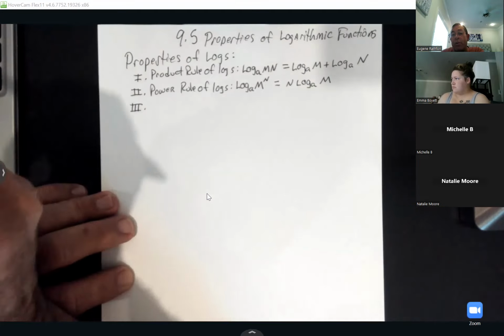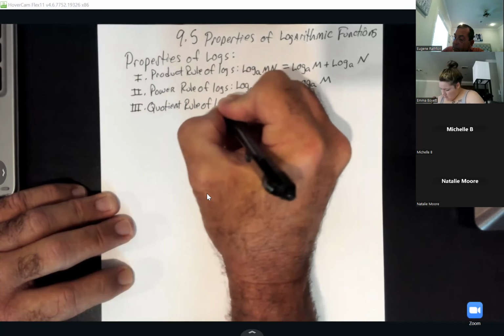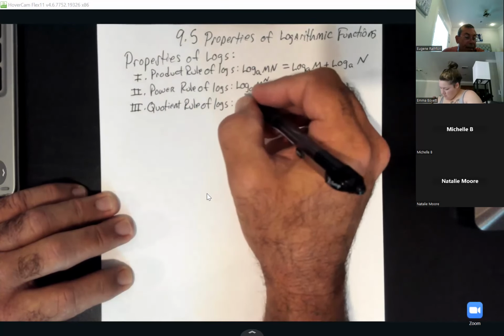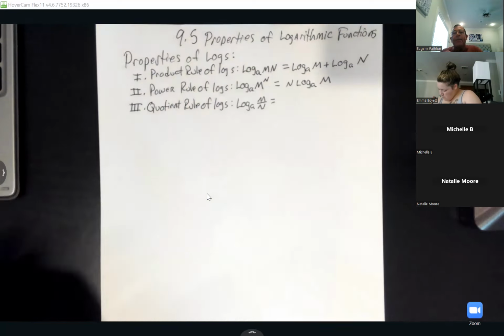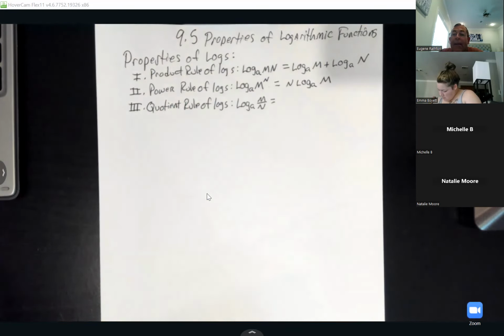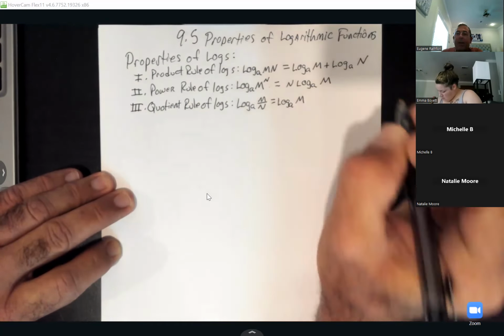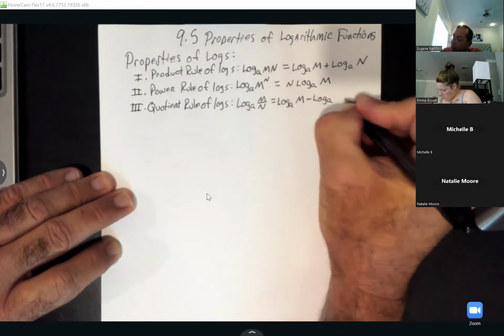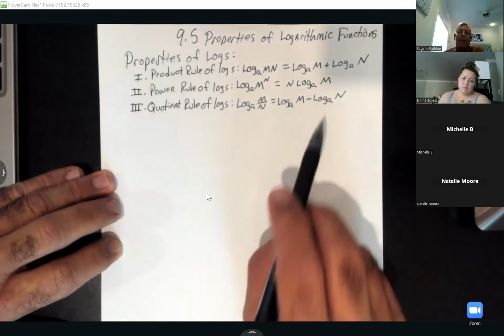Hey, and then we had what, a quotient rule of logs? So that would be if I had something like a log base A of m divided by n. So y'all, let me ask y'all this. When I was looking at exponents and I had that fraction, what did I do with those exponents? Subtract. I subtracted them. So guess what? The quotient rule of logs is the log A of the top minus the log A of the bottom. So the quotient rule is rewritten as subtracting the logs.